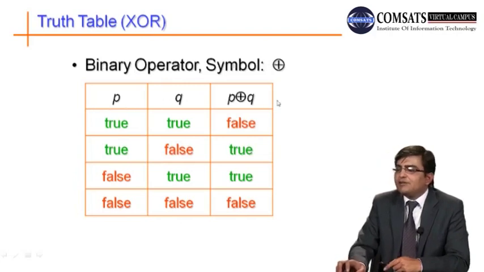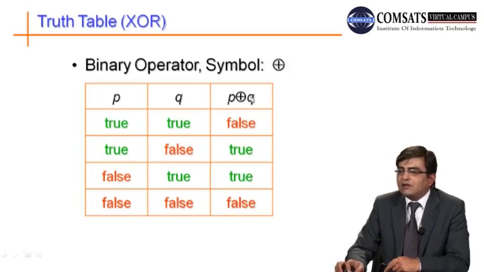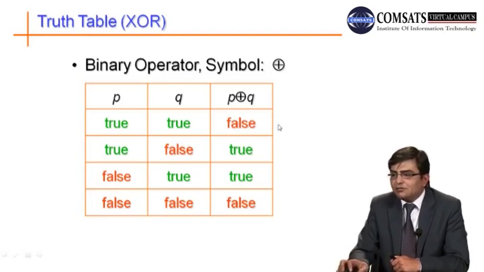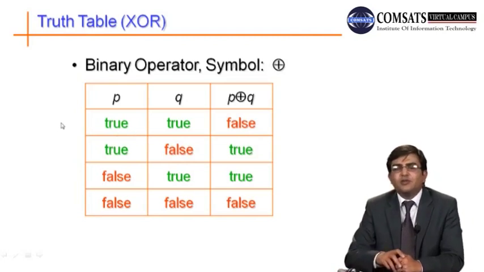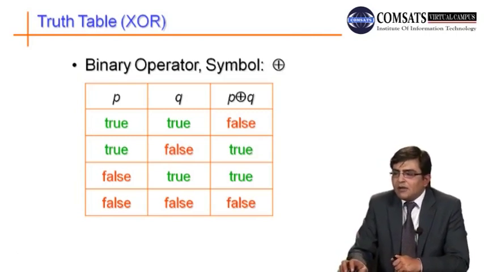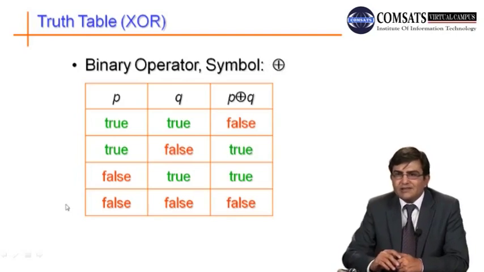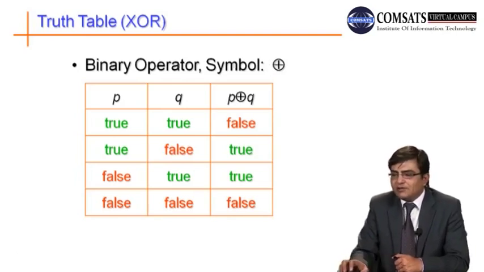Now we can see the truth table of the XOR operator or exclusive OR operator. If P and Q are both true, then the exclusive OR of P and Q is false. This operator is defined just to exclude the situation where we have both possibilities at the same time. The next, if P is true and Q is false, it is true. If P is false, Q is true, it is true. And at the last, if both propositions are false, then the exclusive OR will be false.